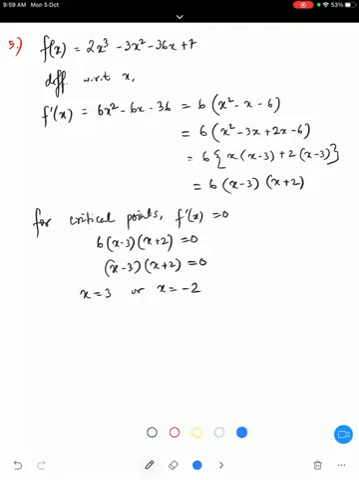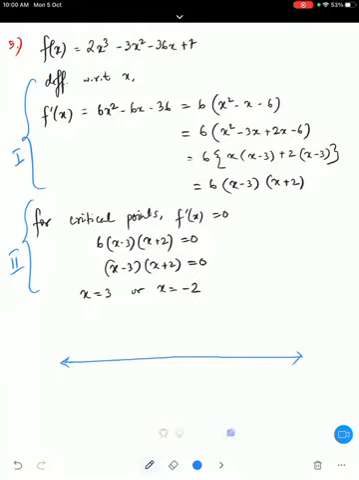Now, after finding the critical points, look, mathematics is all about steps. You do one step at a time. So the first step was finding the slope f dash x. My second step was finding the critical points, right? And my third step will be to draw the number line. So let's draw the number line.